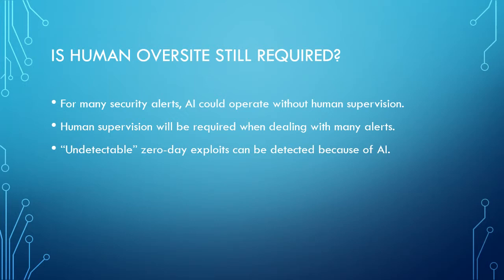Many believe that AI could operate without human supervision when responding to cybersecurity alerts. Still, nearly half of the alerts will still require human supervision. Deploying artificial intelligence could detect zero-day vulnerabilities. The identification of these events will likely still require human oversight in how to respond to these new threats.